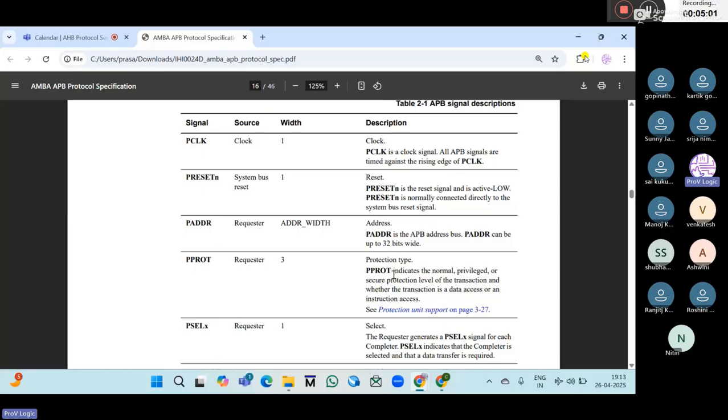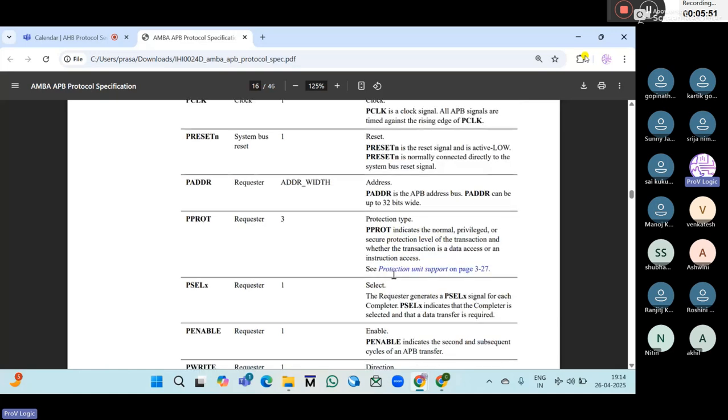And what are the limitations? It doesn't support burst transfers. I will explain burst in the AHB protocol, where we transfer data in terms of beats, or multiple transfers at a time. But in the APB protocol, we are sending only a single piece of data, 8-bit or 16-bit data. In the AHB protocol or AXI, we can transfer data in bursts, that means multiple transfers at a time.